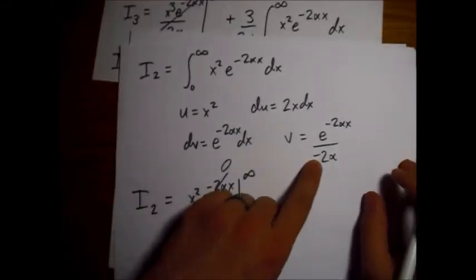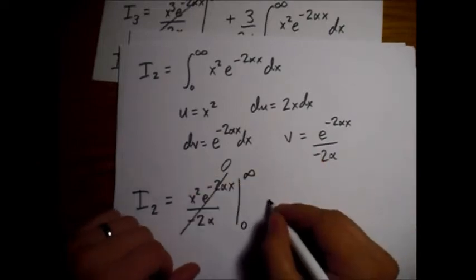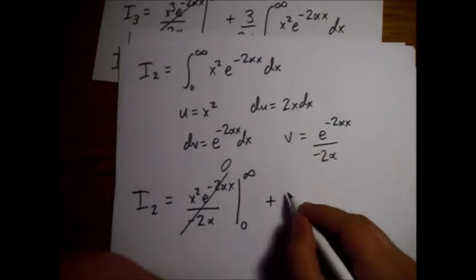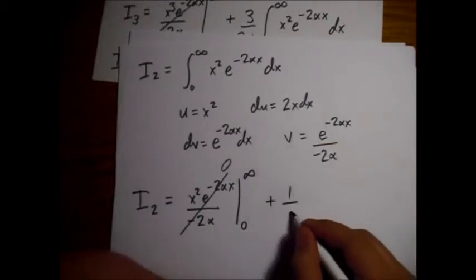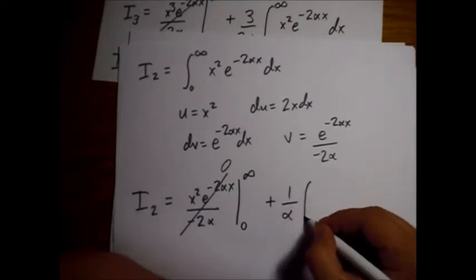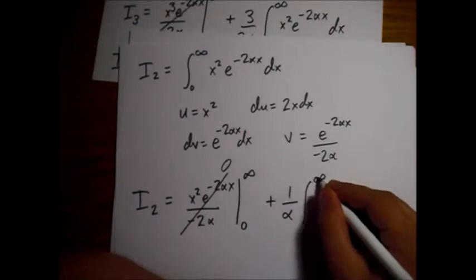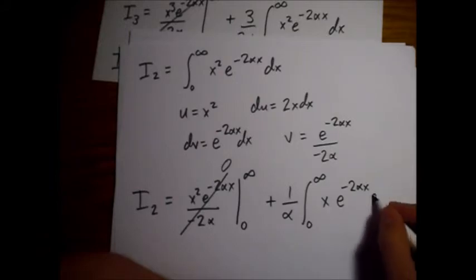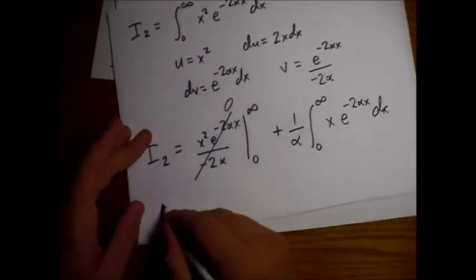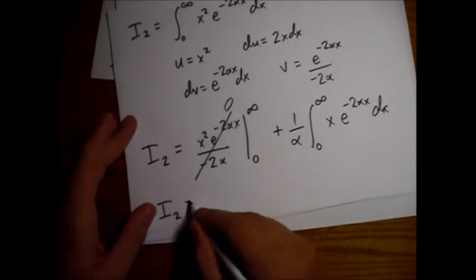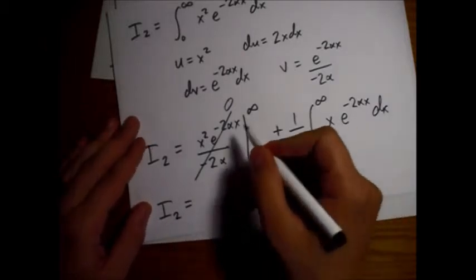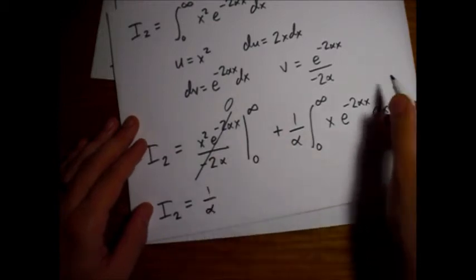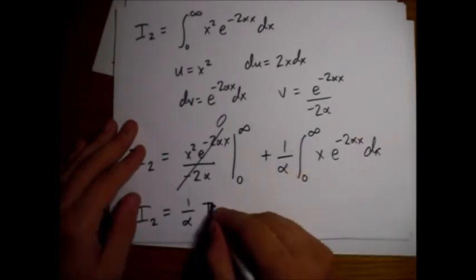Again, we have a minus sign here, which I'll bring out, so we'll make this a plus. We have a 2 and a 2 coming out. That will divide out to give us a 1 over alpha. And now we have the integral from 0 to infinity of x e to the minus 2 alpha x dx. All right, so now to sum up, we have I2 equal to 0, and then 1 over alpha multiplied by this one here, which I will call I1.